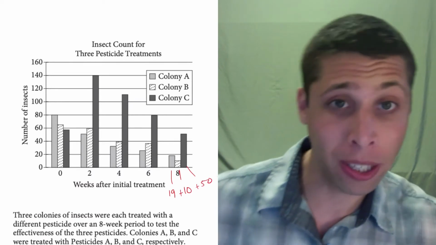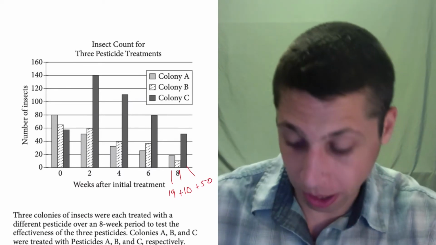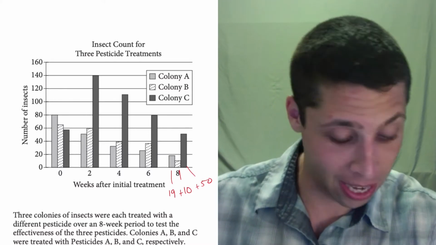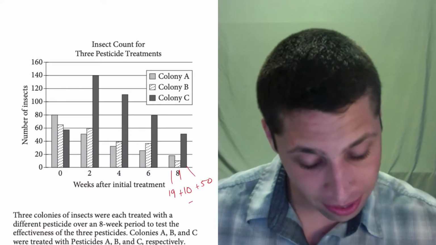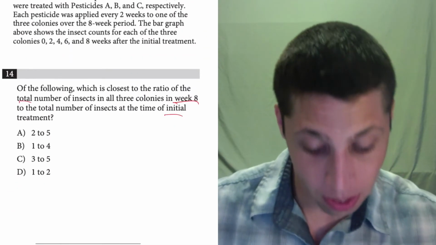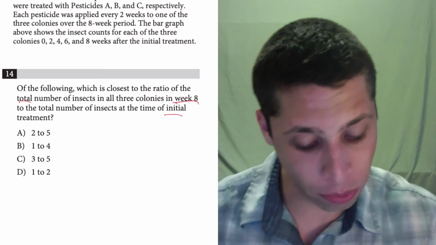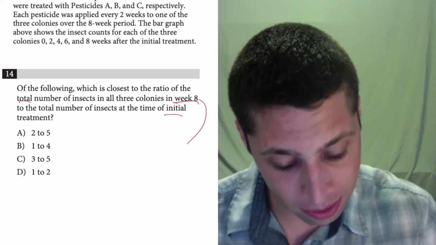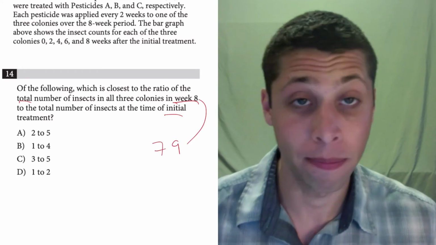So that makes my math really easy, but you know what? We have the calculator. Let's just do it. 19 plus 10 plus 50 is 79. So that is this magic number. The total number of insects in all 3 colonies in week 8 is 79.